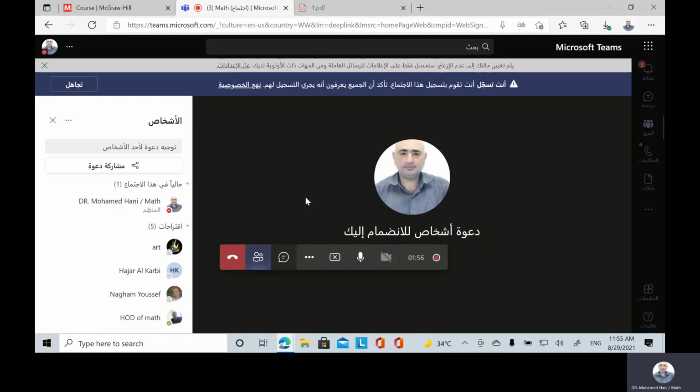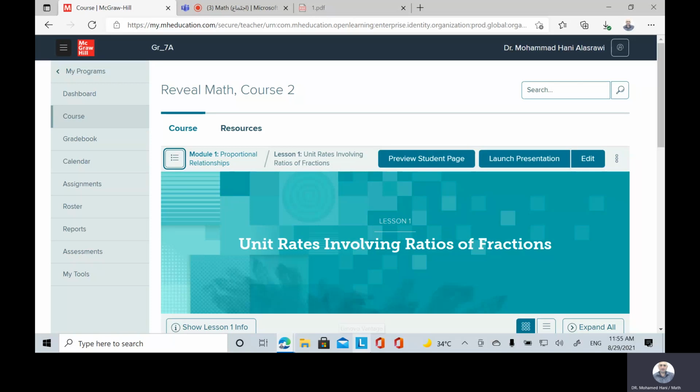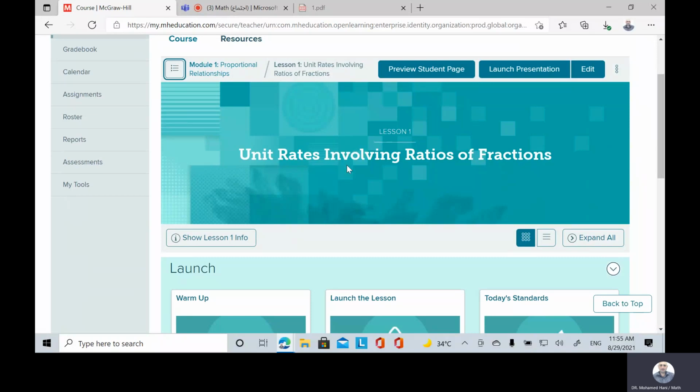Bismillah ir-Rahman ir-Rahim. Math grade 7. Today we want to start in our math curriculum. We are on Module 1, Proportional Relationships. Today we have the first lesson, unit rates involving ratios of fractions. We want to start to learn the meaning of unit rates involving ratios of fractions, the first lesson.